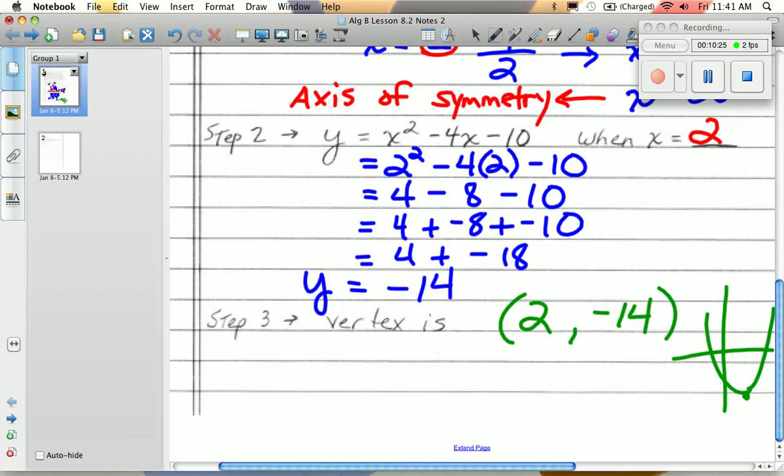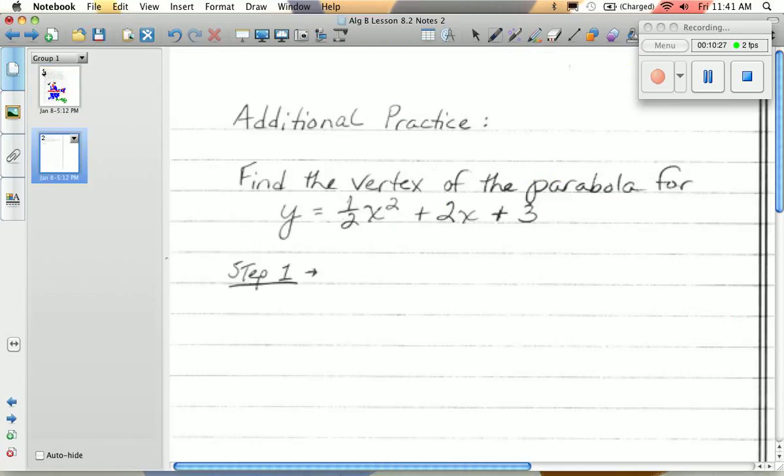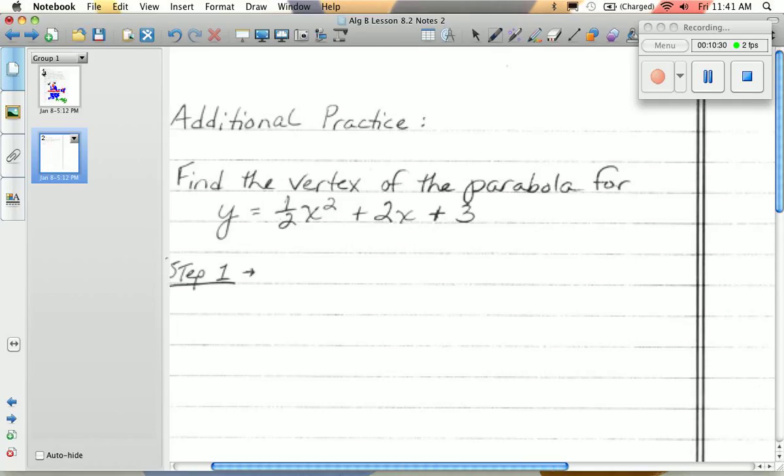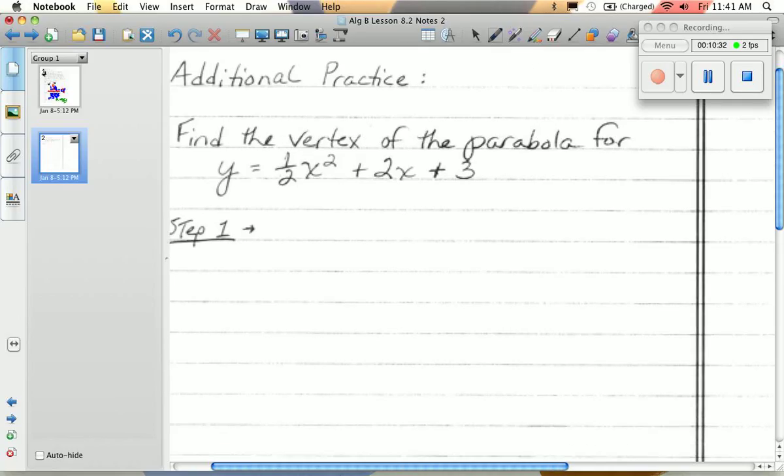Okay. Now let's go to the back side. And I say, find the vertex of the parabola for y equals 1/2 x squared plus 2x plus 3. Not always are our a, b, and c's nice integer values. Sometimes they're fractions. And so we got to know how to work with those too. So what do you think might be a good thing to do? Write down the a and the b? Yeah, we need the a and the b, don't we?